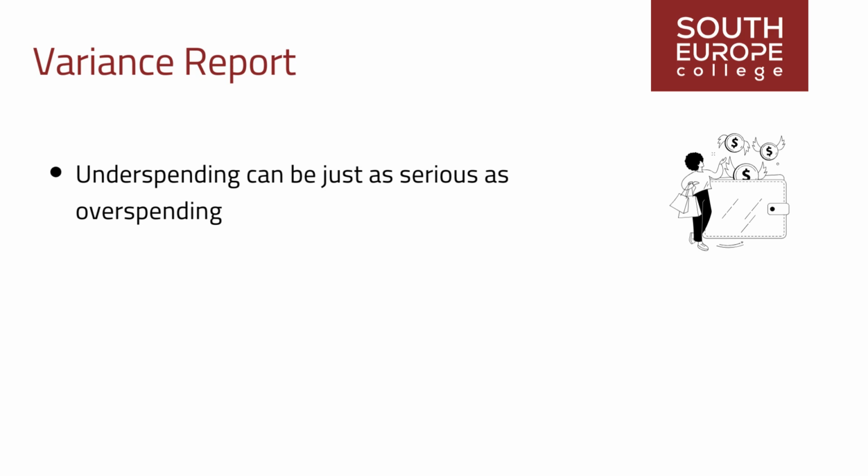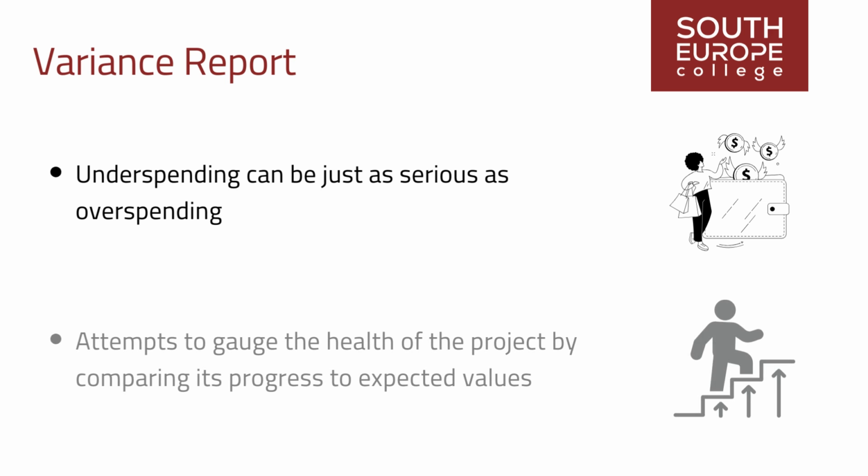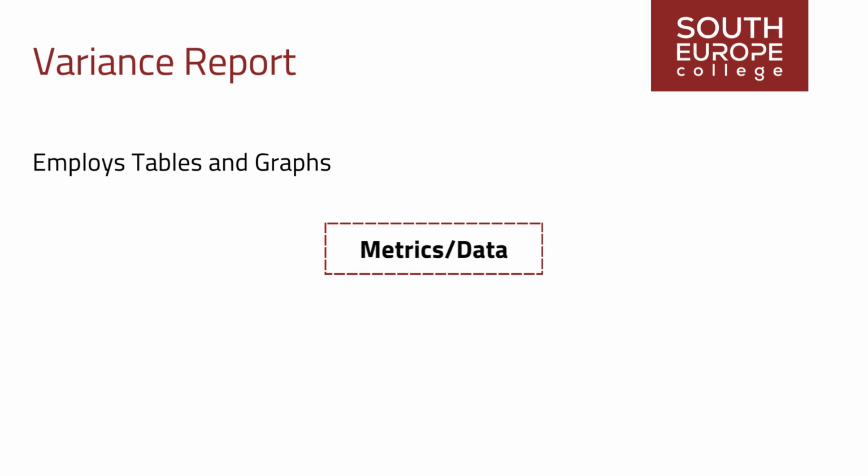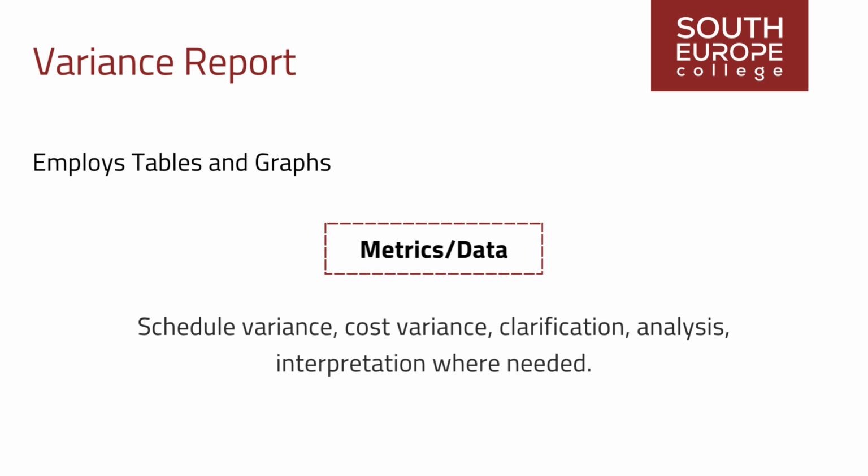Just as a doctor might compare a developing child to expected height and weight figures, variance reports attempt to gauge the health of the project by comparing its progress to expected values. Variance reports typically employ tables and graphs. Proactive project leaders include trend forecasting information as well. Metrics data to include schedule variance, cost variance, clarification, analysis, interpretation where needed.